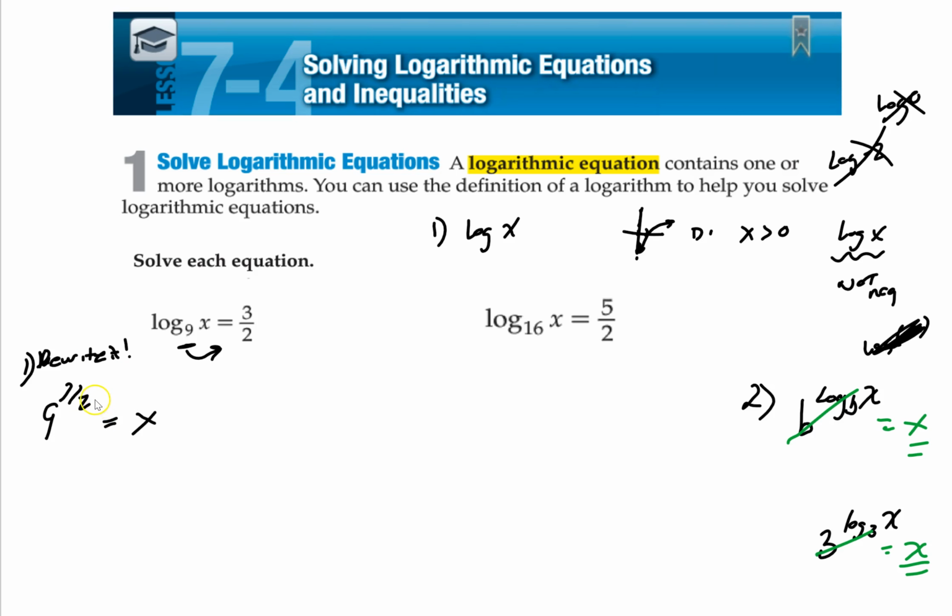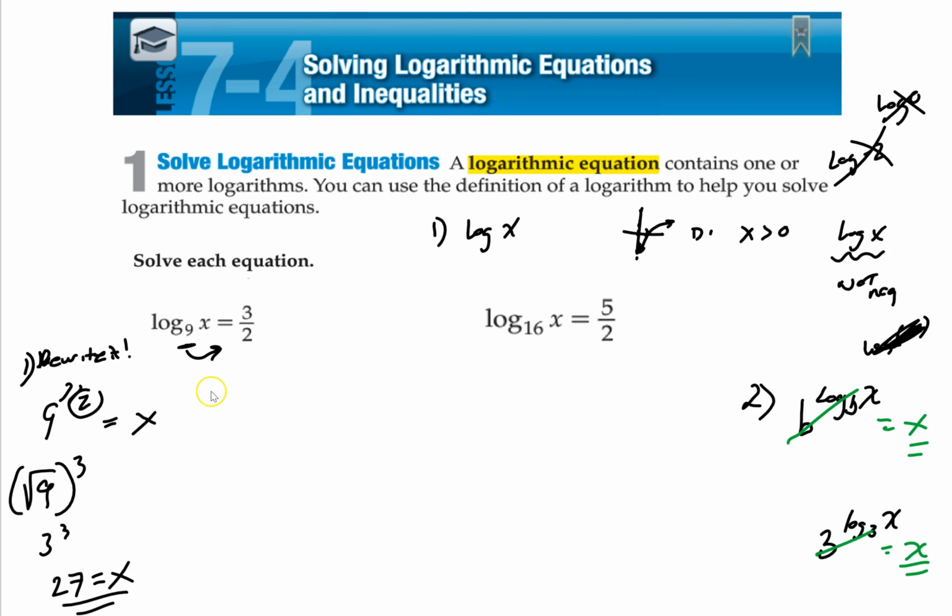Now we gotta figure out what 9 to the 3/2 is. Remember we talked about this? You always want to do the root first. So it's going to be the square root of 9, cubed. Square root of 9 is 3. 3 cubed is 27. That's the first way to do this. That's what I used to do when I was in high school, just rewrite it and solve. But now there's actually a little faster way. I'm going to do that next.